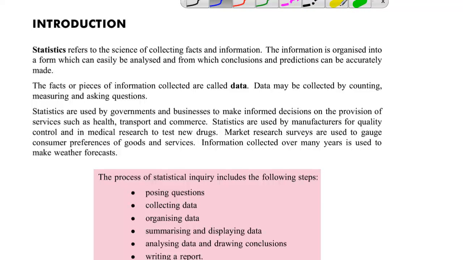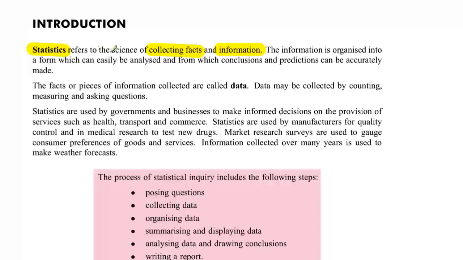In this lesson, we're going to go through the written notes together, and we'll identify important things that we need to make a note of, and you can add to your notes as we go. But the first thing is to have a look and see what statistics is all about, and notice it refers to the collection of facts and the gathering of information.